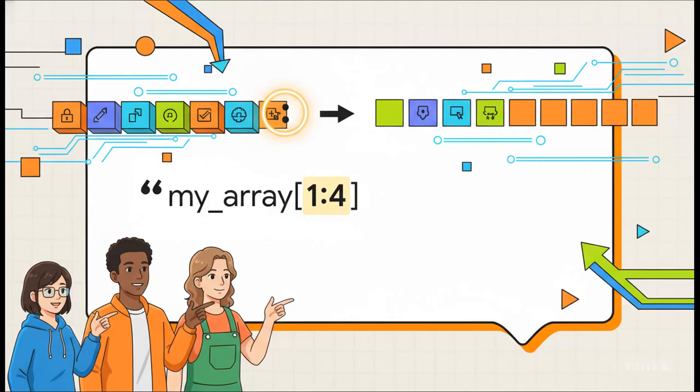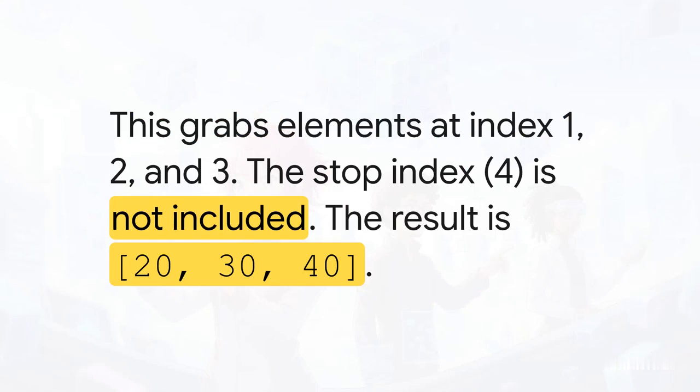This is what it looks like in your code. You see that colon right in the middle? That's the magic slicing symbol. This is us telling NumPy, hey, start at index 1 and keep going until you get to index 4, but don't grab number 4. So if we follow that rule, what happens?